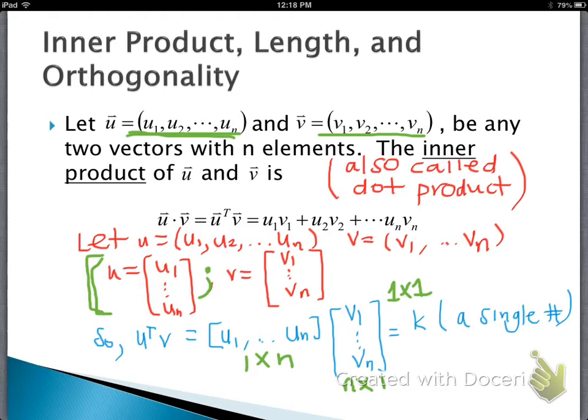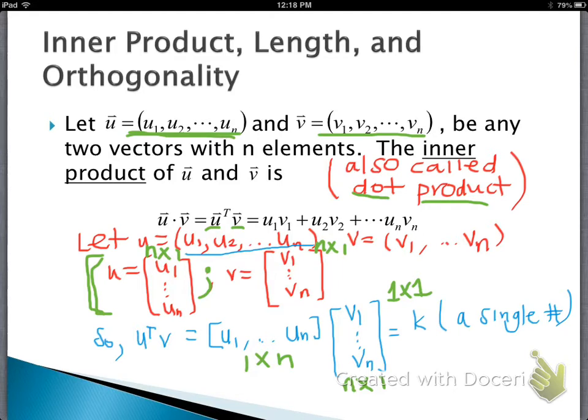So let u and v be any two vectors with n elements. The inner product, also called the dot product, so if you've taken Calc 3, you may have heard it as the dot product, is u transpose with v. And we know that's the case, right? Because u is an n by 1, and v is an n by 1. So we remember, since the inner quantities don't match, we couldn't multiply them together. But if we take the transpose, which would be a 1 by n, then we can multiply it, right?